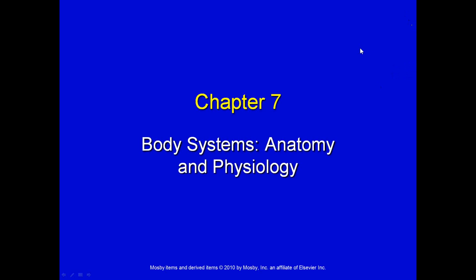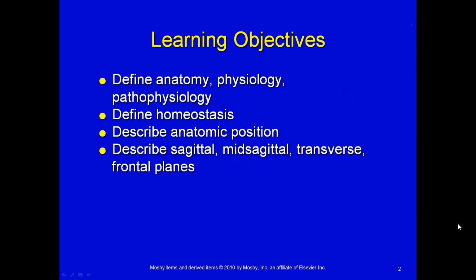There's a tremendous amount of slides with this particular chapter, so I'm going to have to break the sessions up into probably 3 parts in order to get through it. So this is Chapter 7, Body Systems, A&P, Part 1. And our objectives for this evening and through the whole series of lectures for Chapter 7 are to define anatomy and physiology, define what anatomy is, what physiology is, and what pathophysiology is.